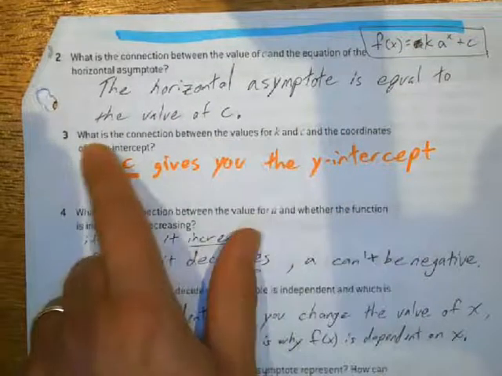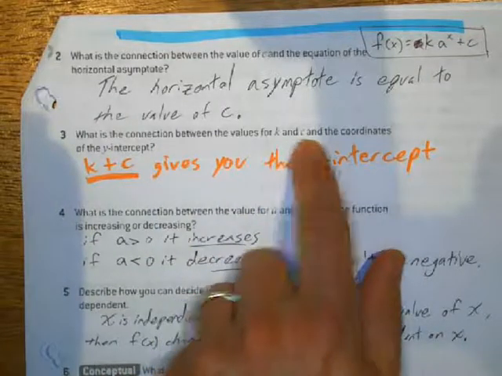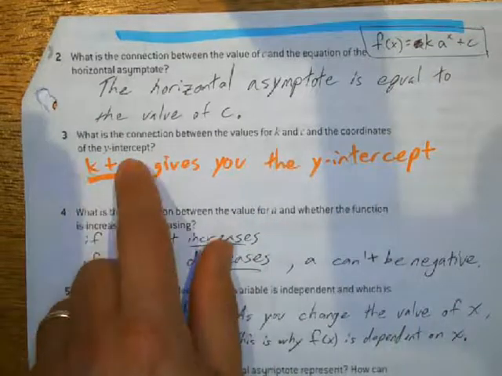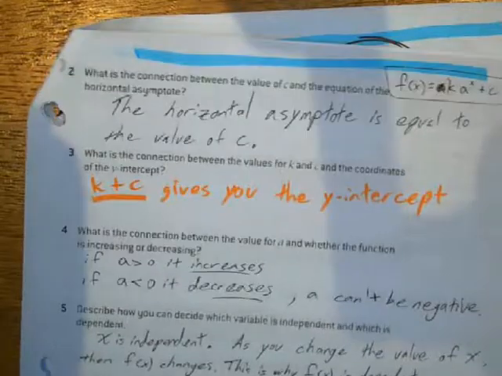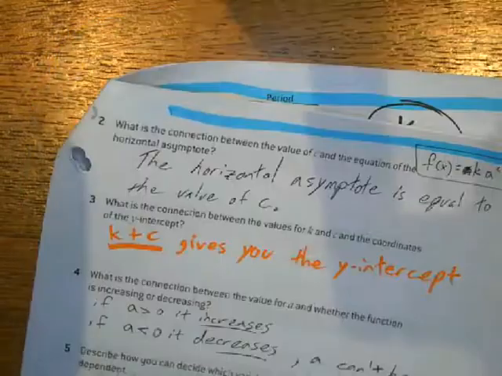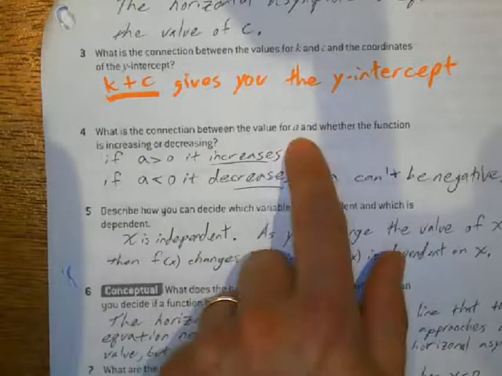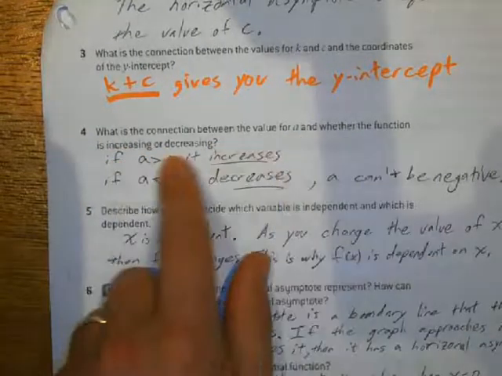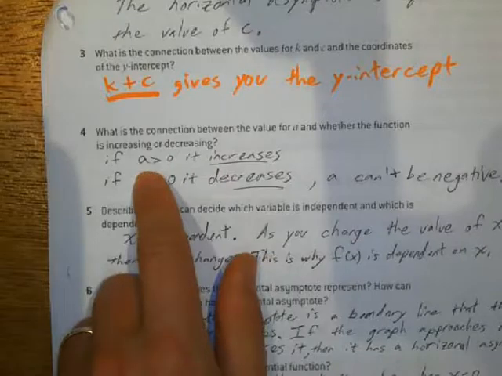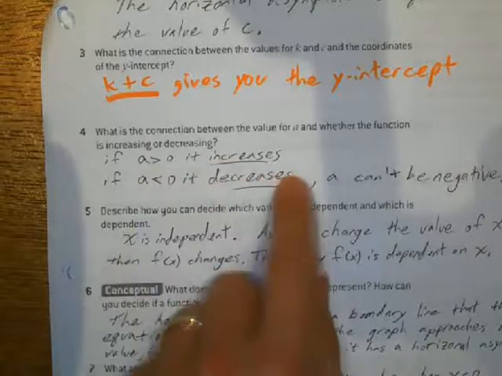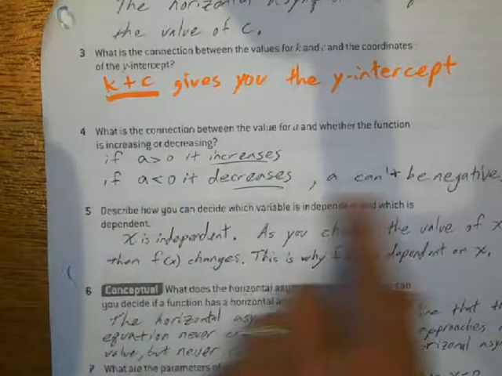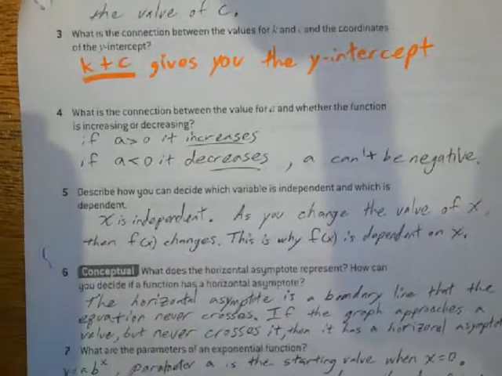Now, what is the connection between the k and the c and the coordinates of the y-intercept? As we found out, k plus c gives us the y-intercept. What is the connection between the value of a of our function and whether it's increasing or decreasing? When a is greater than 0, it's increasing. When a is less than 0, it's decreasing. We kind of had the same question on the earlier page.